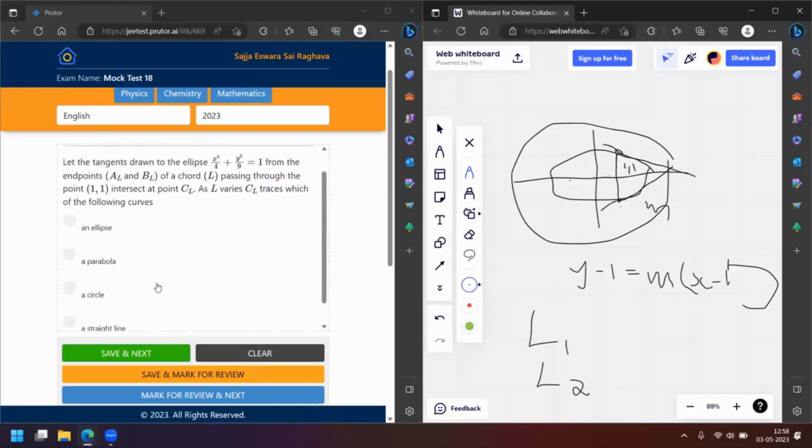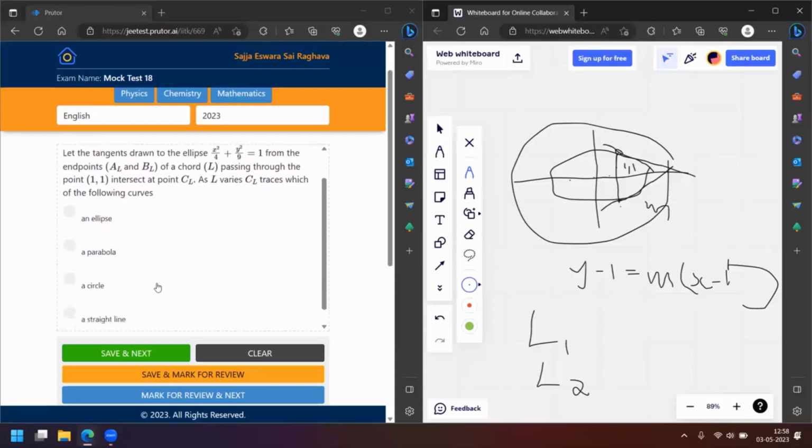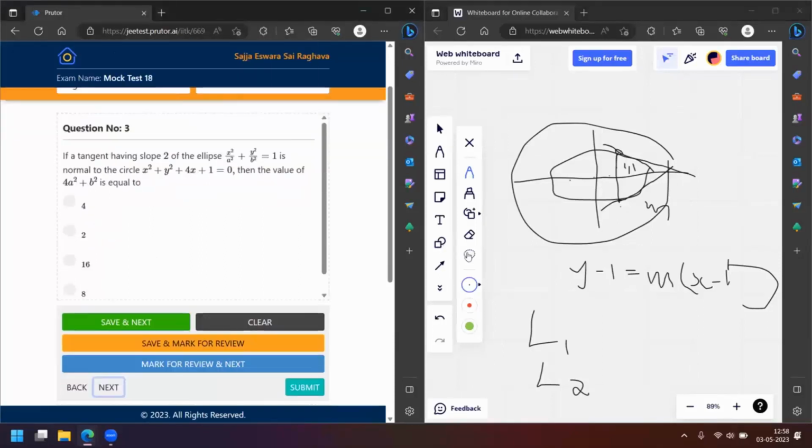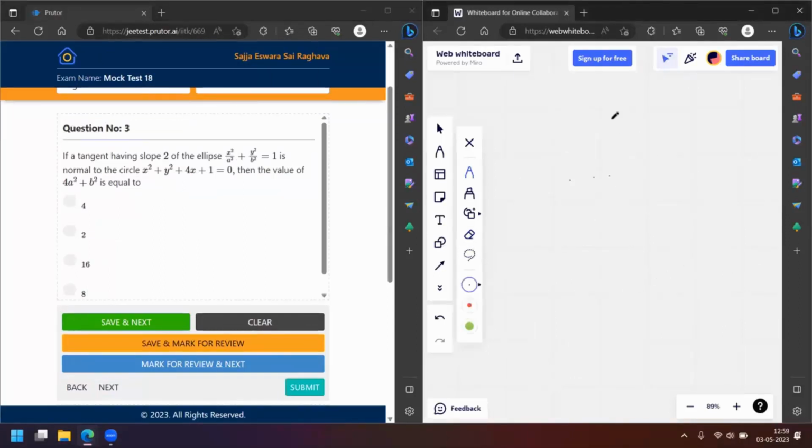Generally, you can skip this type of question and do it at the end. Now we'll move to the next question. Here again we are given an ellipse.